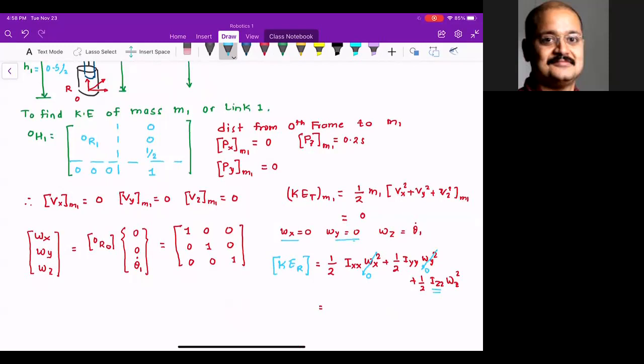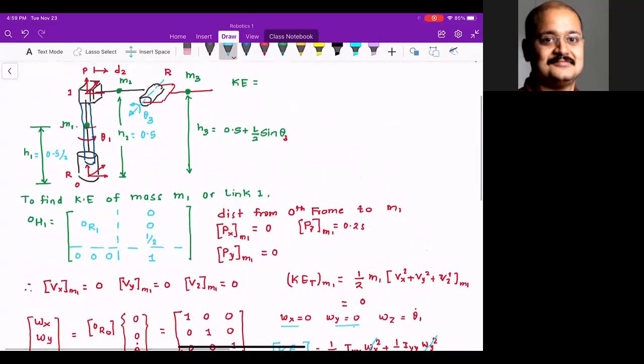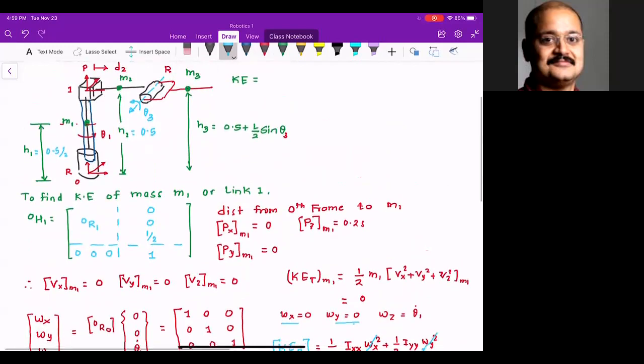Do you agree with me? Now, here comes the question. How do we find out the value of Izz for a cylinder which is rotating about its own axis? For that, you need to look from the top of the cylinder.